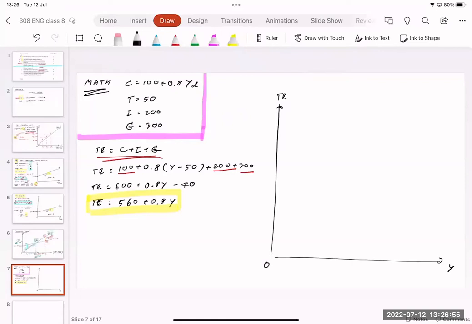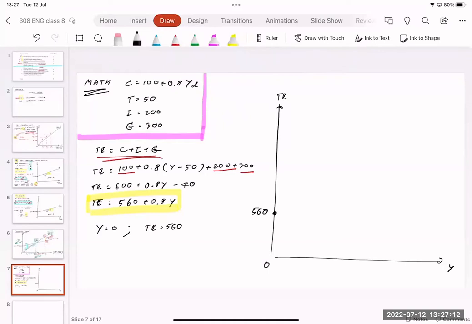What I want first is the starting point. In order to find the starting point, I assume that if Y equals 0, TE is going to be equal to 560. So I know that the starting point is somewhere here at 560. So far so good.